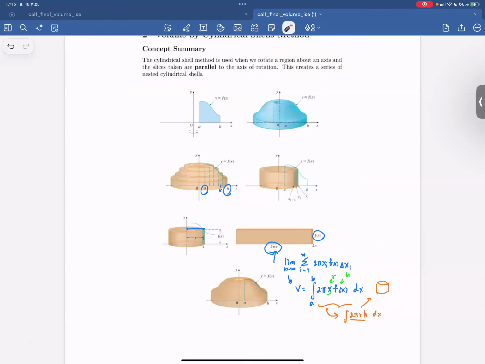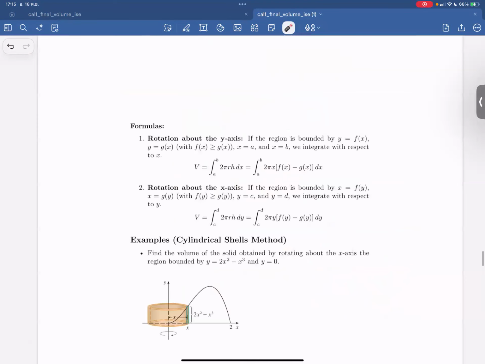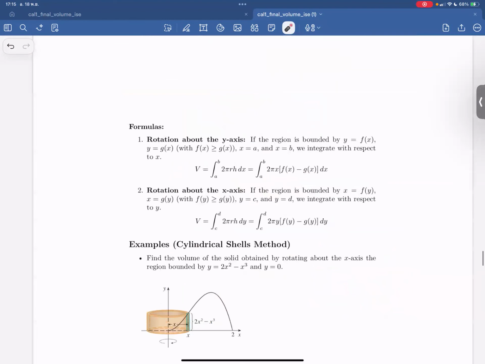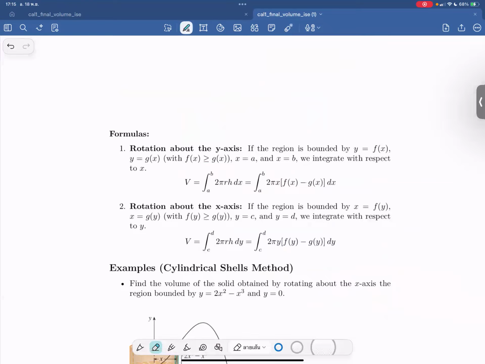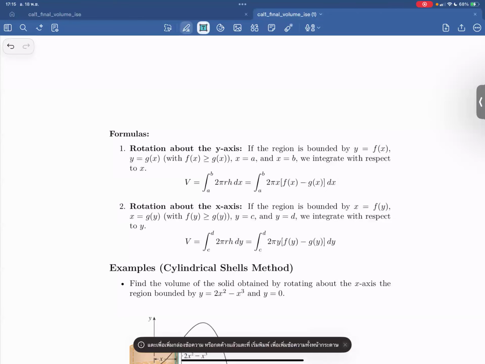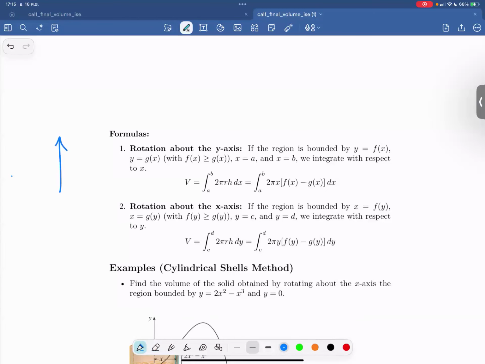Okay, so this is the main concept, the volume by the cylindrical shell method. It's like you peel it out and then you get the rectangle. Okay, so go with the formula. But if our formula is much more complicated than just one function and the x-axis, you may compute the value of the integral by the area between two functions.